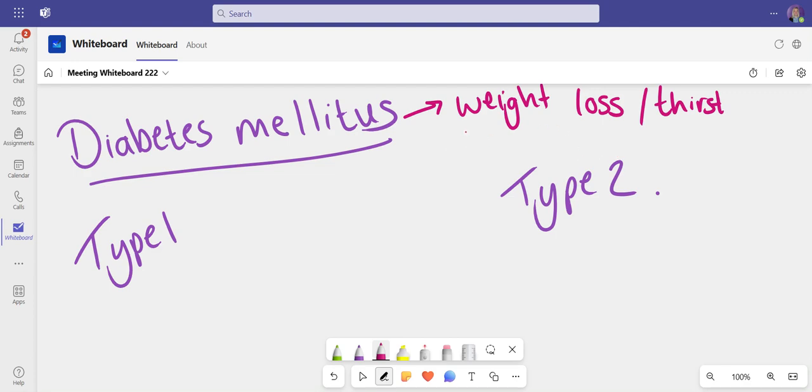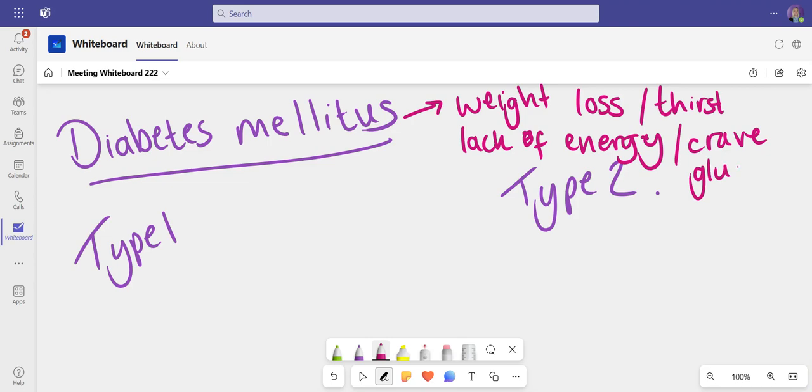If you can't get the glucose into your cells for respiration, you're going to have a real lack of energy if you can't respire as much. So you're going to feel tired, and your body will actually crave sweet food because your body thinks it needs glucose. You've got the glucose, it's just that it's stuck in your blood. You can't get it into the cells. So you crave glucose.